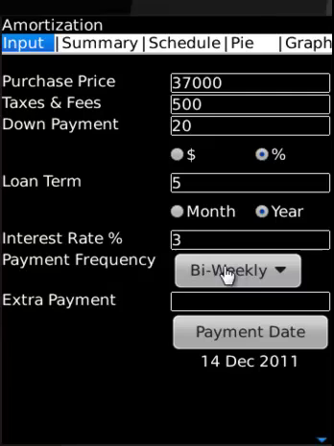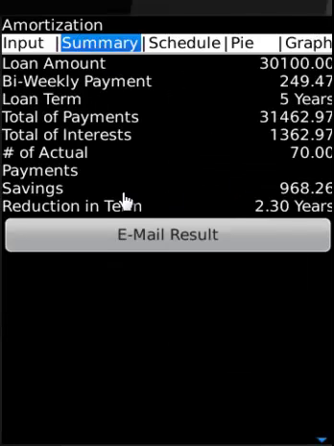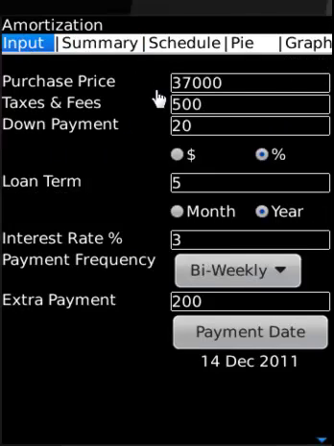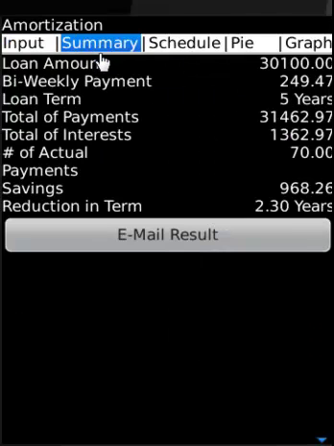So now let us say we are making some extra payments per month. It will give us some savings, as we see here. It will also reduce the loan term by a certain time. So here again we were making payments on a bi-weekly basis, the total number of payments is 70, and we reduced the loan term by 2.3.